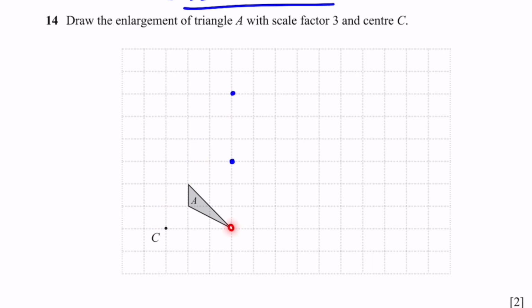Now, this one. 1, 2, 3 of the same distance. It will be right over here. Now we simply join the dots. This is the enlargement.